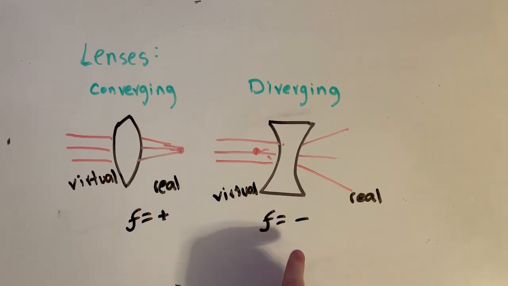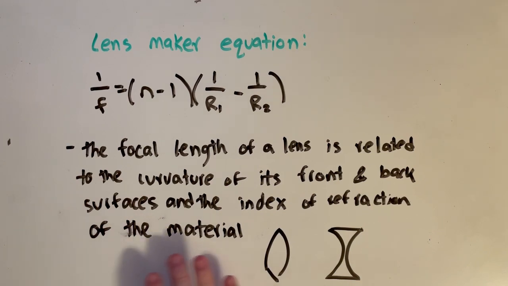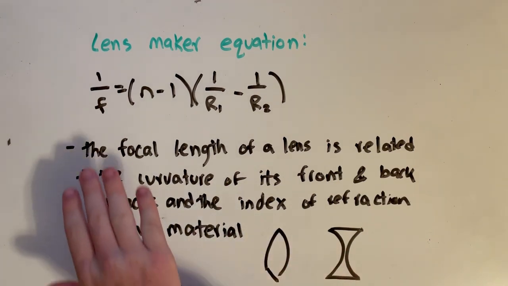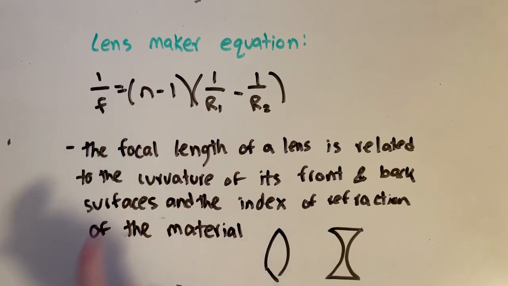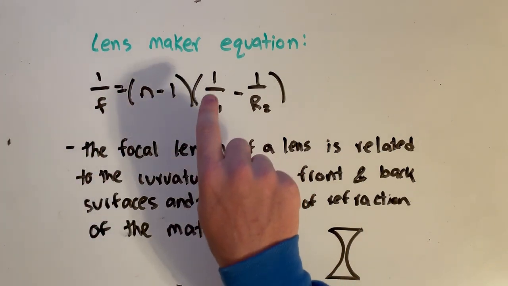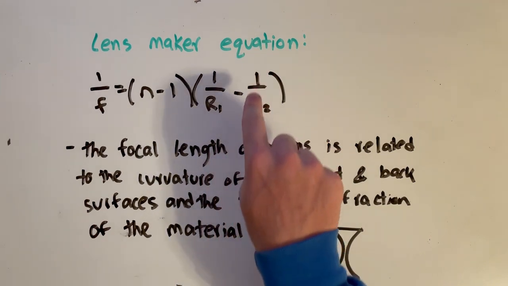Okay, so I wrote down the lens maker equation. The equation is, as you can see right here, 1 over f equals the index of refraction minus 1 times 1 over the radius 1 minus 1 over radius 2.